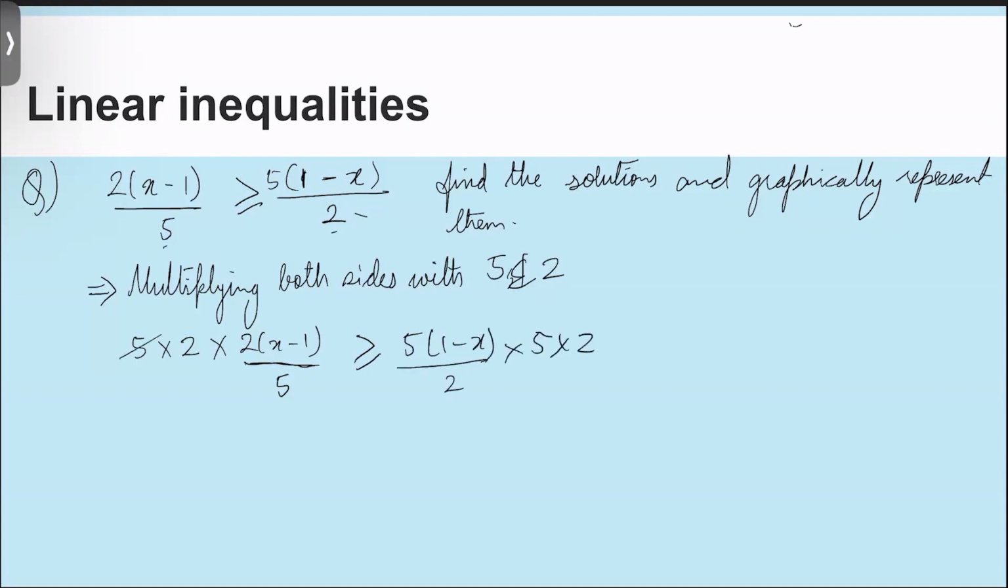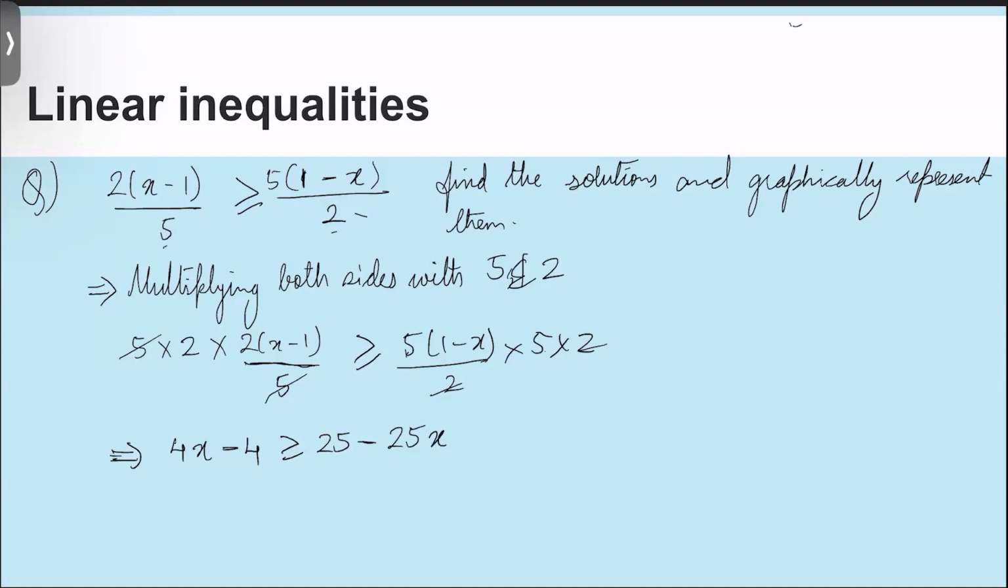Okay, so over here your 5 goes away and 2 goes away. So what you get is 2 into 2, 4. If we quickly expand the brackets also, we get 4x minus 4, and you have 5 and 5, so 25, multiplying 25 with the terms in the bracket. So 25 minus 25x. Okay, so this is what we get.